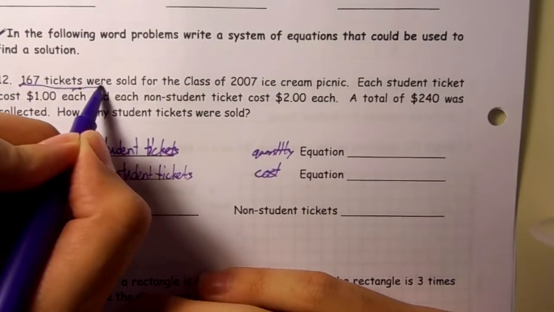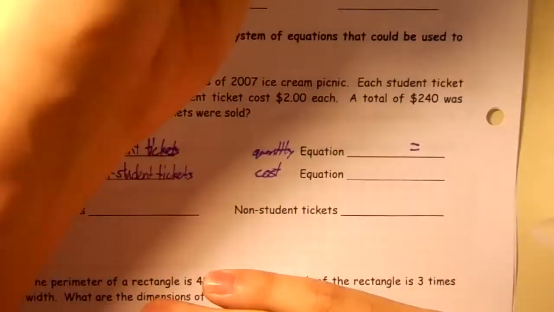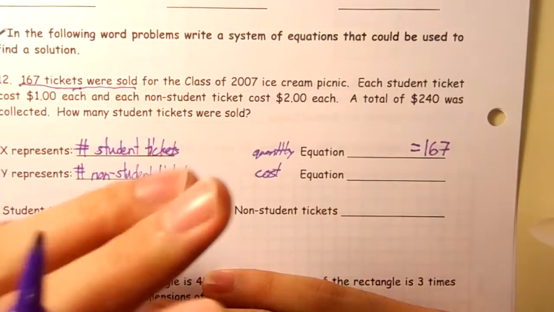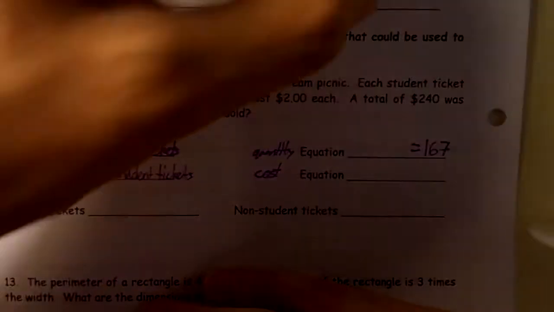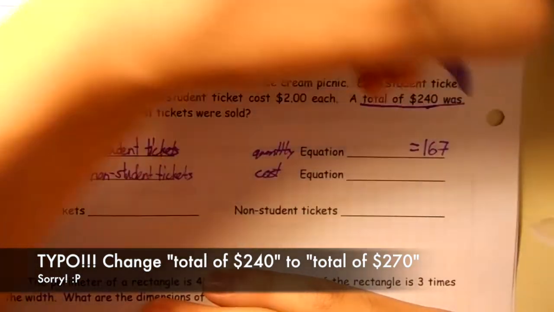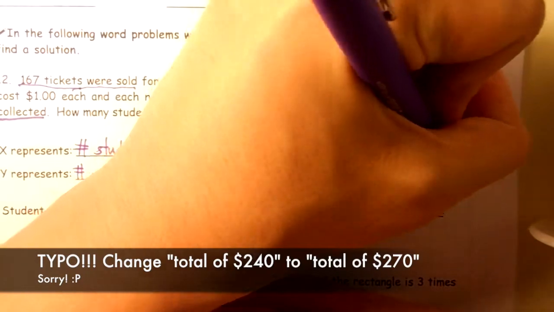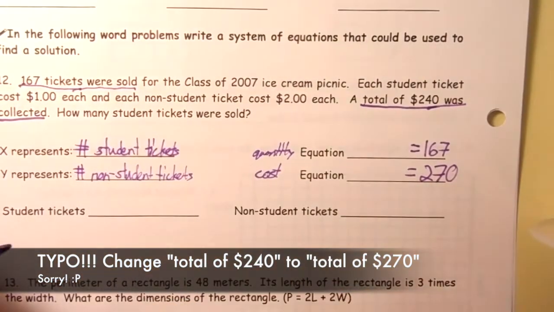167 tickets were sold. So that's our number total. So let's go over to quantity, just put equals, and then 167 for the total number of tickets sold. That's part of our first equation. Now let's jump over here. A total of $240 was collected. So that goes to our cost equation. So we'll set equals 240. So now we have our total numbers.